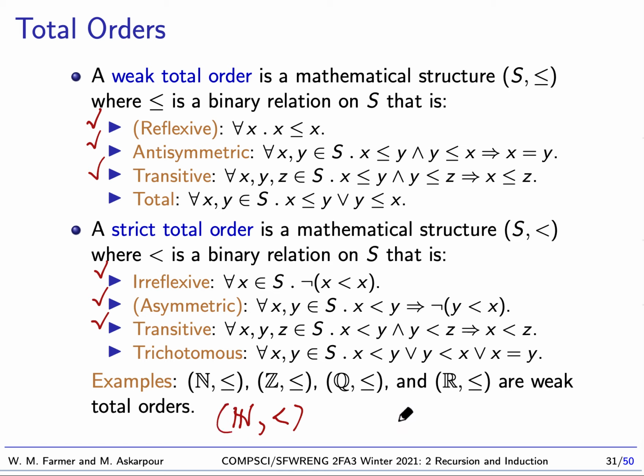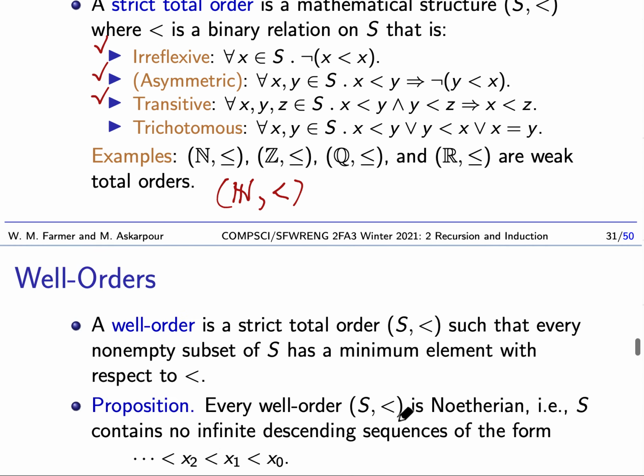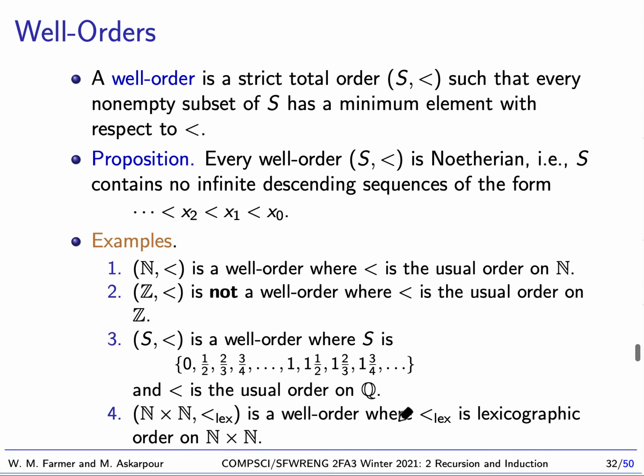Okay, so one of the reasons we had to review orders in this course is because we want to talk about another kind of order called a well order. So a well order, the way I've defined it, is a strict total order.